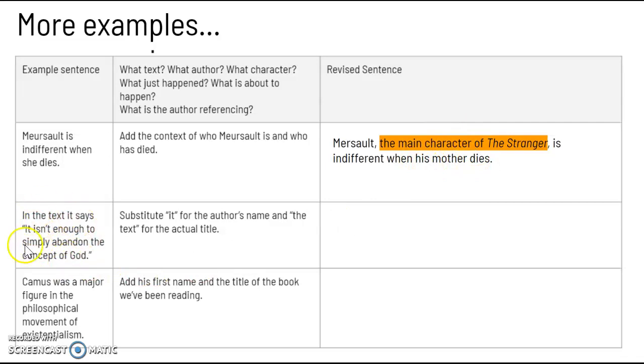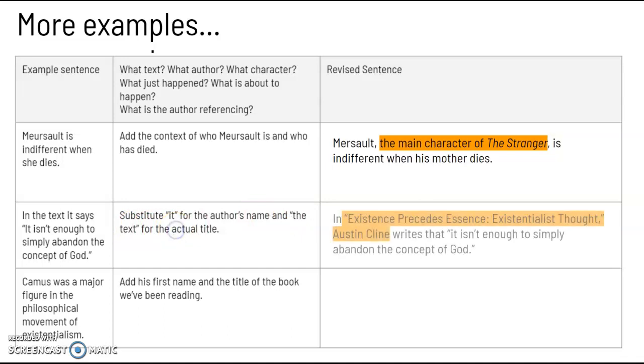If we've written something like, "in the text it says," we're going to substitute "it" for the author's name and "the text" for the actual title. We're using multiple texts for this essay, so we want to make sure it's clear which one we're talking about. Something like, "In Existence Precedes Essence: Existentialist Thought, Austin Klein writes." With this, we have the full title and the author's full name.